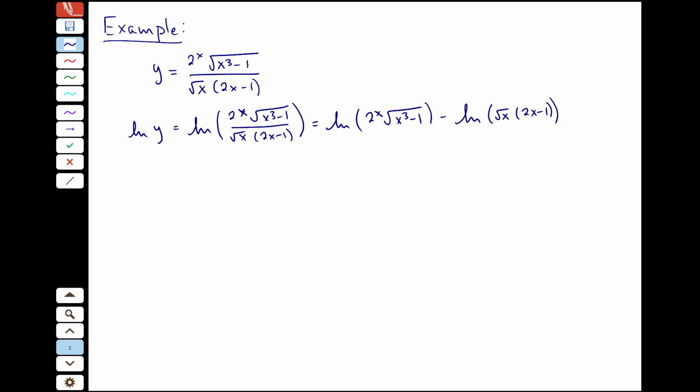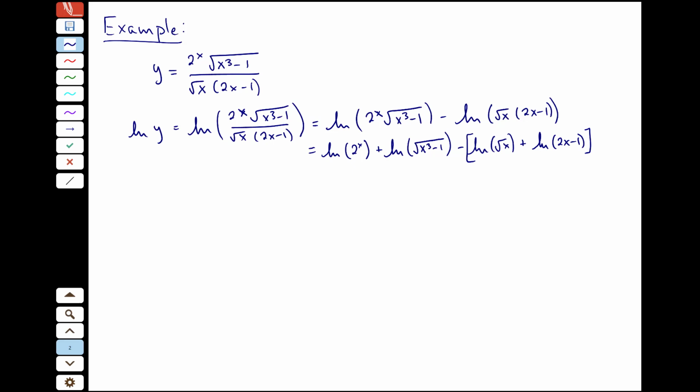So not only do I have a fraction, but I have things that are being multiplied together, and so I can add them inside of separate logarithms instead of multiplying. So this is the natural log of 2 to the x plus the natural log of the square root of x cubed minus 1 minus the natural log of the square root of x. And now I have to distribute this minus sign to both of these terms, the natural log of 2x minus 1.